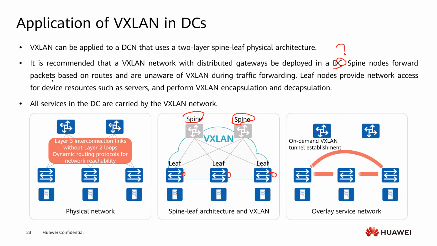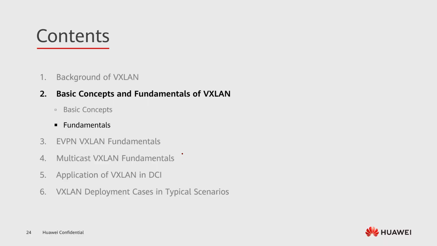Understand now the forward packet based on the route and aware of VXLAN during traffic forwarding. Leaf nodes provide network access for device resources such as servers and perform VXLAN encapsulation and decapsulation. All service is carried by the VXLAN network. So that is the application of the VXLAN. And then we can look at the fundamentals of the VXLAN.